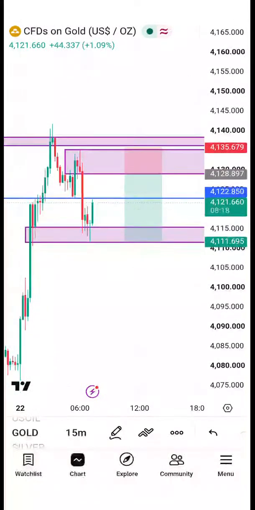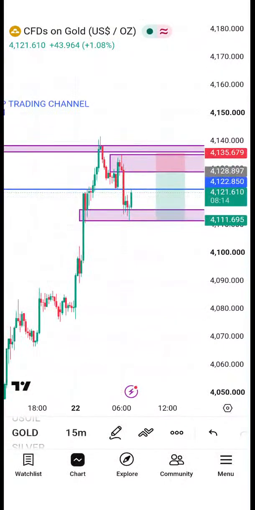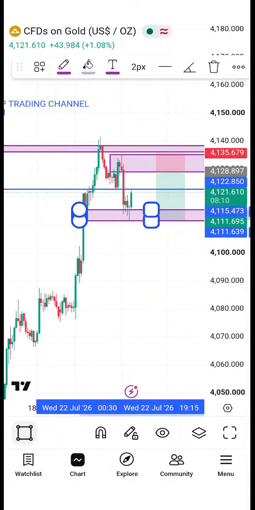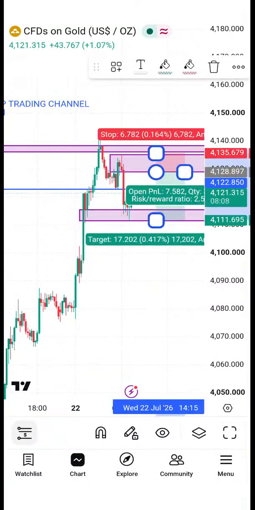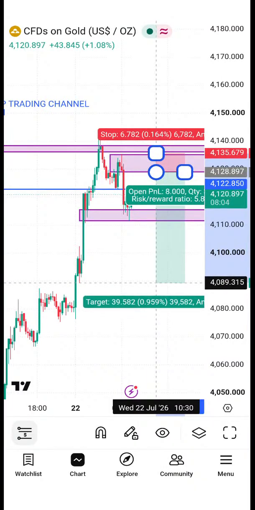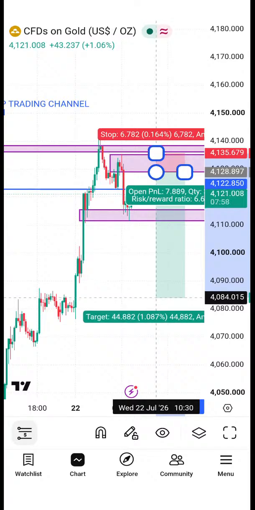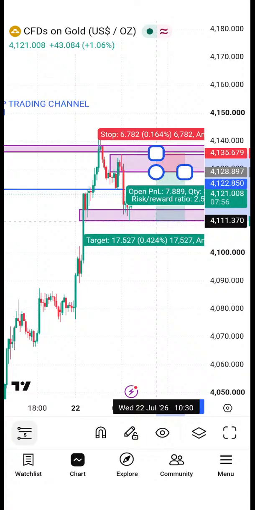Then if this low is taken out, then we're going to target here or here. Yeah, but the safest area is this one.